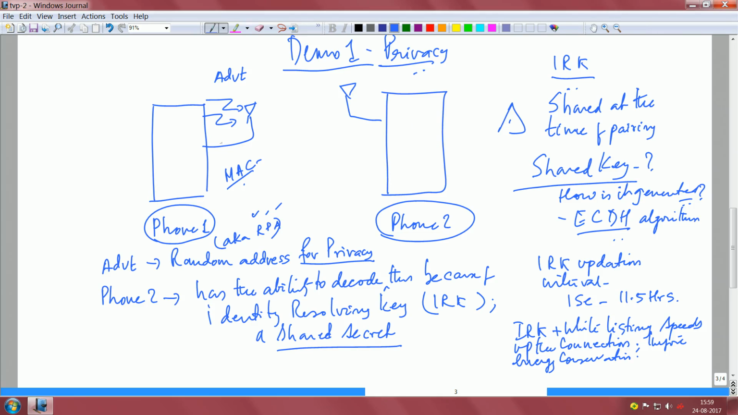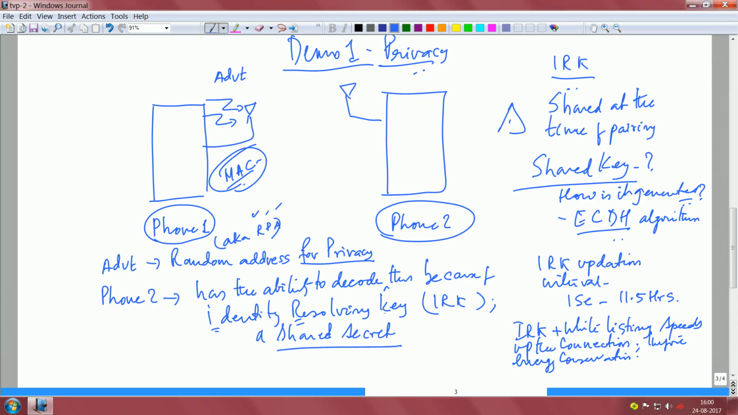That is, this phone continuously generates random MAC addresses, link layer addresses. Although the link layer address is random, phone 2 is able to catch that because it has what is known as an identity resolving key, also called the IRK.